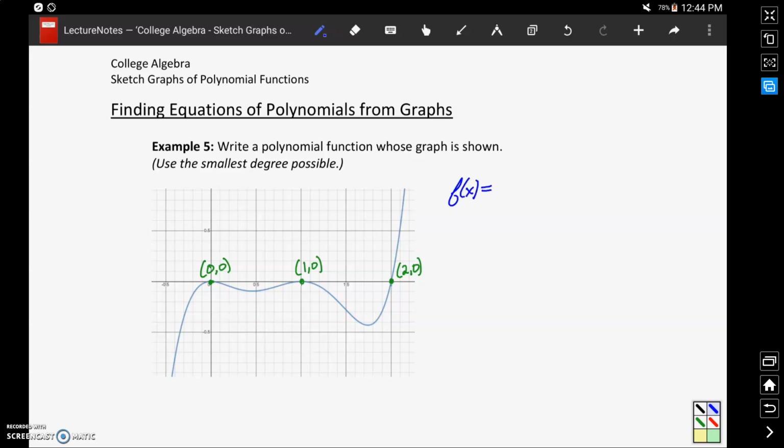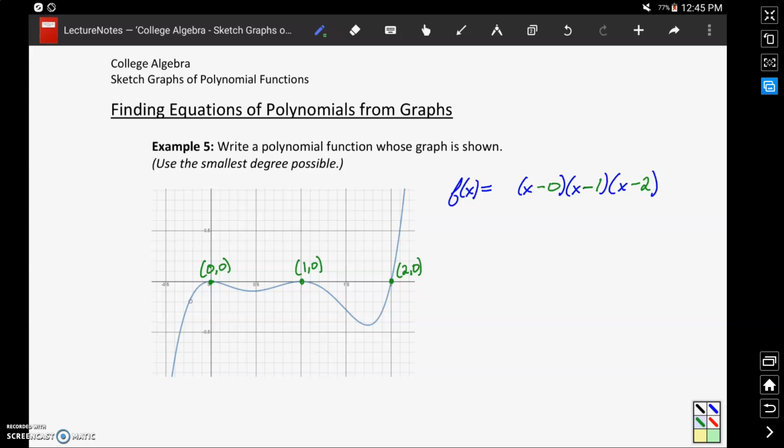we know that we're going to be dealing with a function that looks like f of x equals x minus 0, which would give us that first x-intercept, x minus 1, which would give us our second intercept, and x minus 2, which would give us that third intercept.